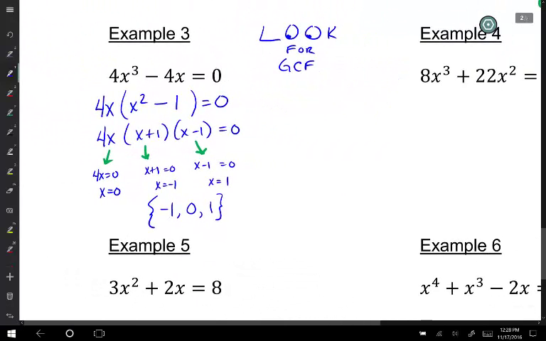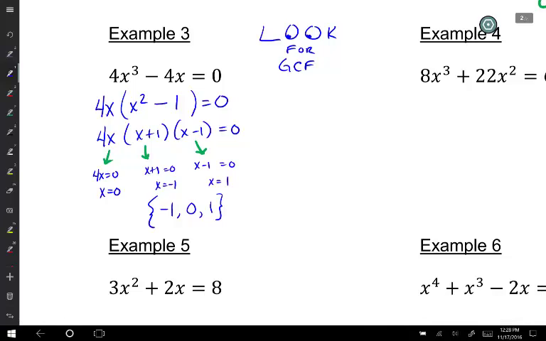Did I go too fast there? Are you always going to have a GCF? No. But pay attention to what Abby did. She didn't stop. She looked to keep going. Sometimes you will, sometimes you won't. Let's slide over.